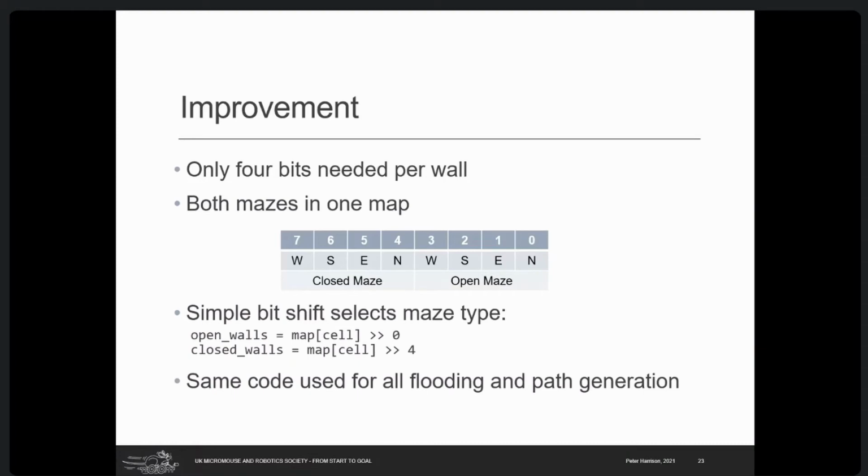And this is now true for all of the maze flooding and all of the path generation. I select the maze simply by changing a constant value from 0 to 4, and nothing else changes in the code. And since a bit shift is usually a fairly efficient operation, it doesn't make much in the way of performance difference either.